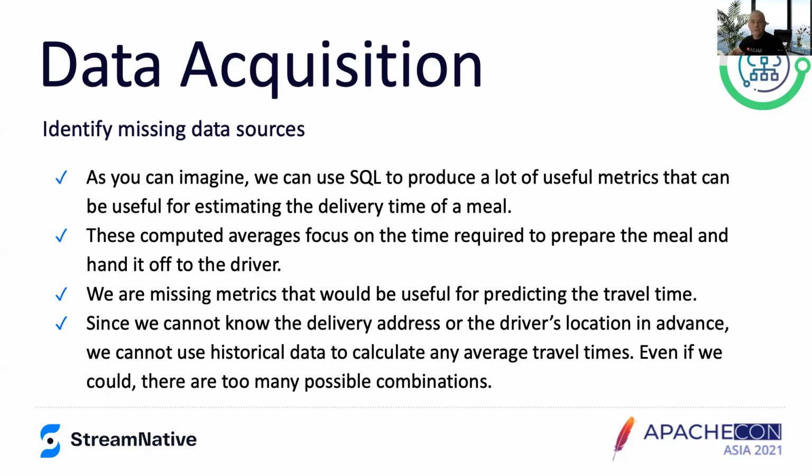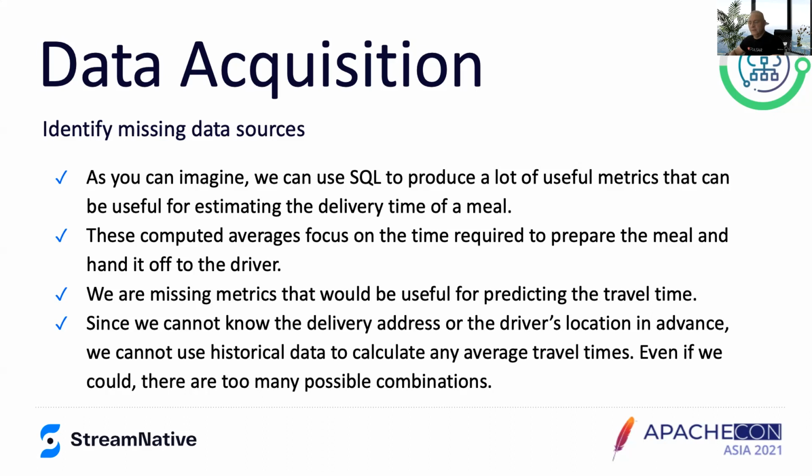So even though we use SQL to produce a lot of these metrics, we can't compute averages on those 2 aspects. The real missing part is the driver delivery time, right? And since we can't know the delivery address or the driver's location in advance, we can't really use historical data to calculate average travel times.